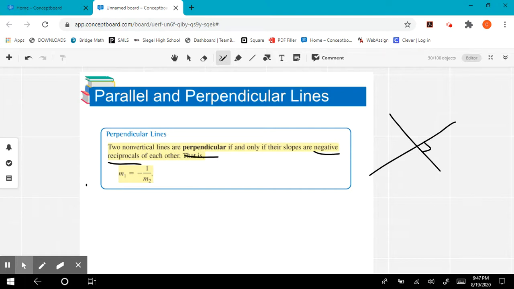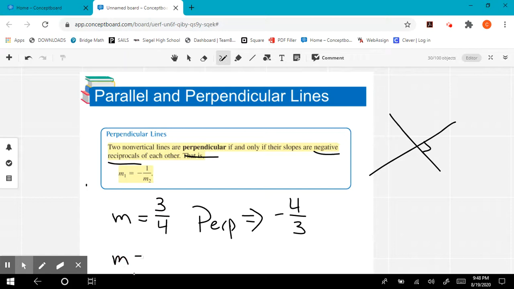The easier way to look at that is if I have a slope of 3/4, the perpendicular slope is going to be the opposite sign. So that's positive, so it's going to be negative. And then you just flip it over. So those are negative reciprocals, or negative inverses sometimes.